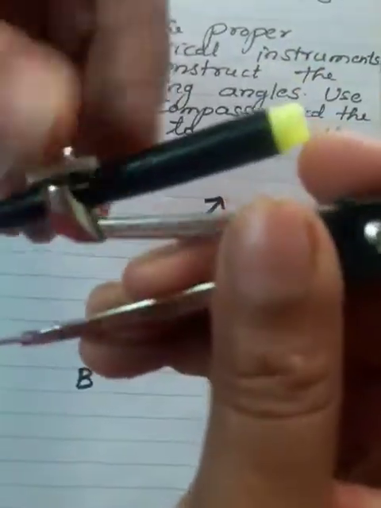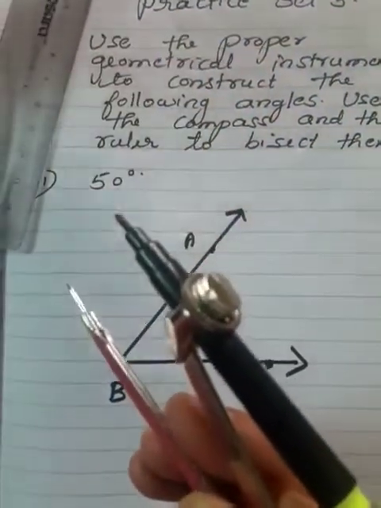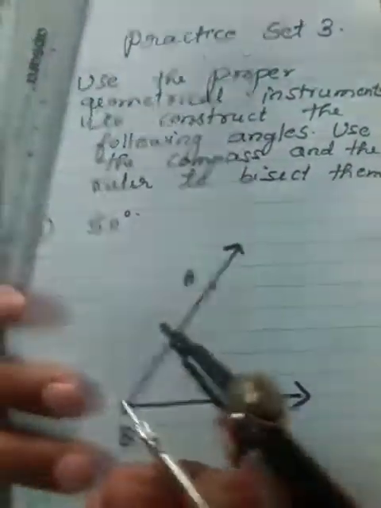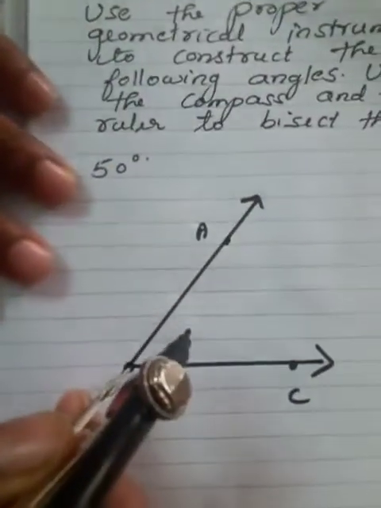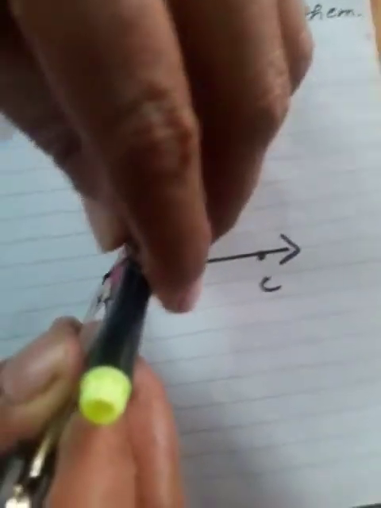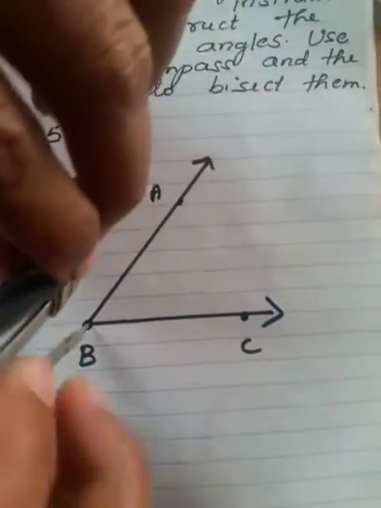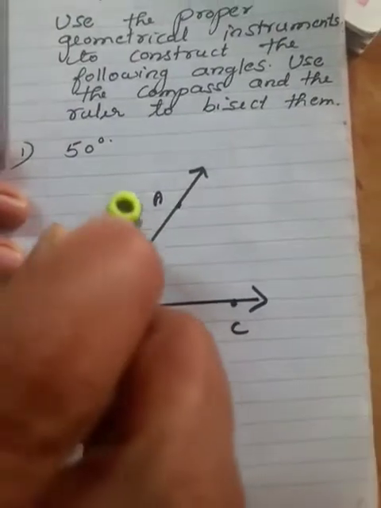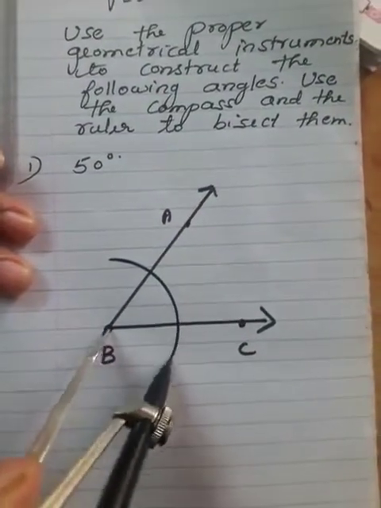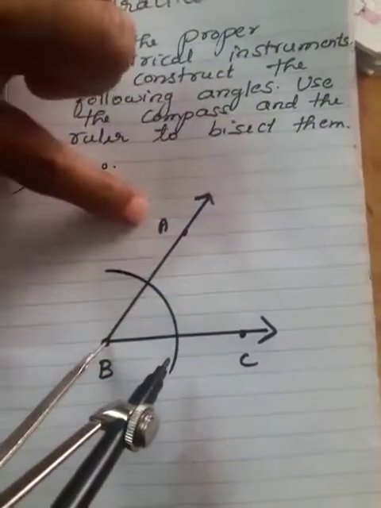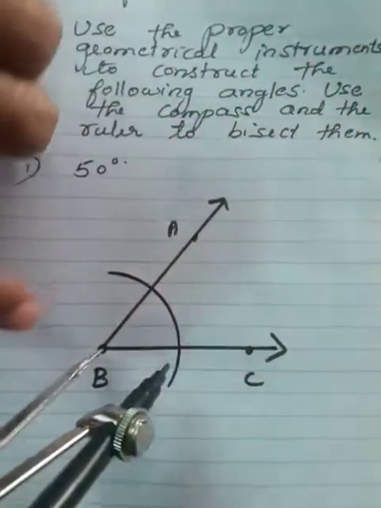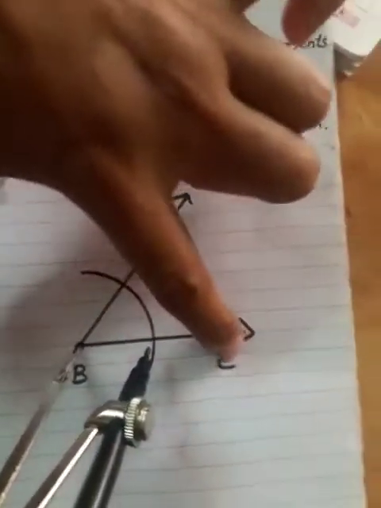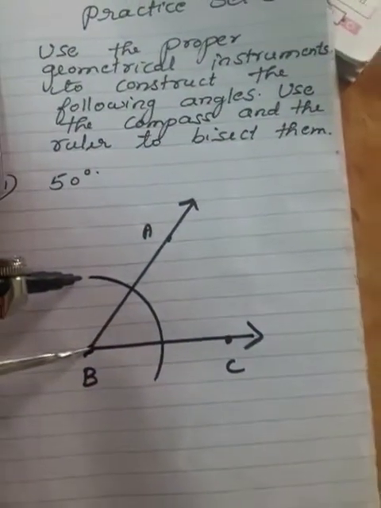So take a convenient distance. Convenient distance means what? Any measure. So take a convenient distance, any measure. So keep the compass on B point. Draw an arc cutting these two rays. So which are the rays? Ray BA and ray BC. So draw an arc cutting ray BA and BC at two different points.